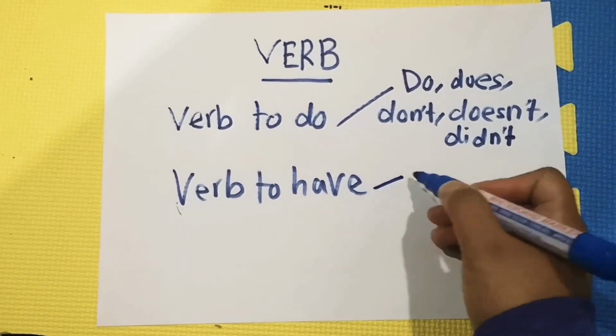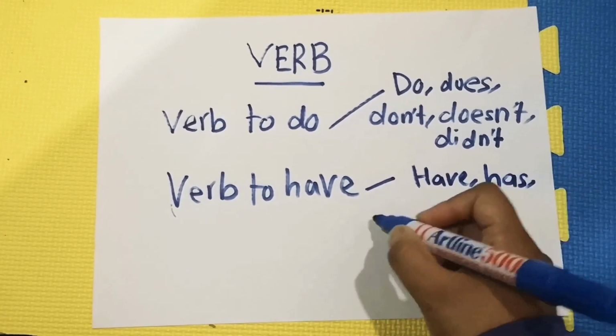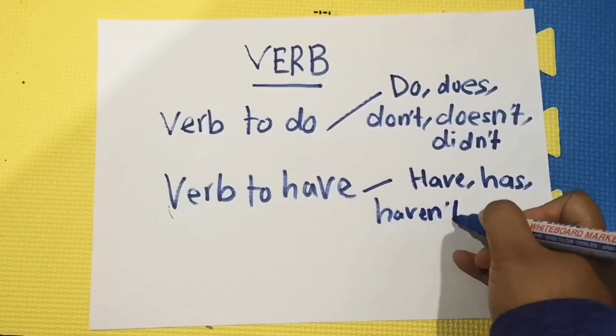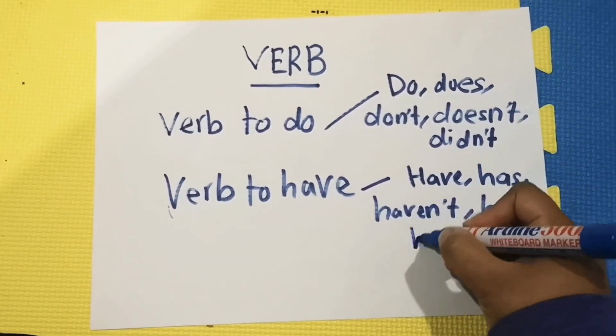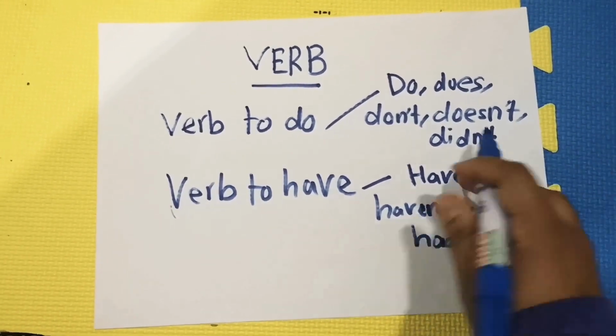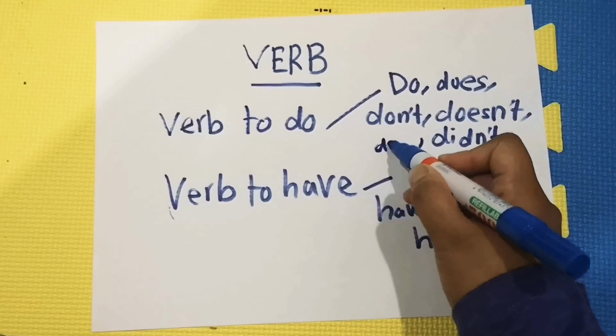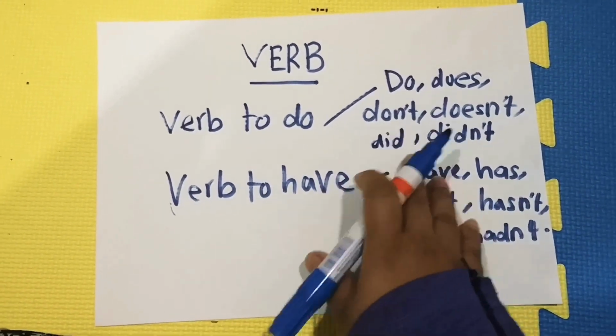While for verb to have, for example, is have, has, haven't, hasn't, and lastly is had and hadn't. And another one is did. So all of these are verbs, verb to do and verb to have.